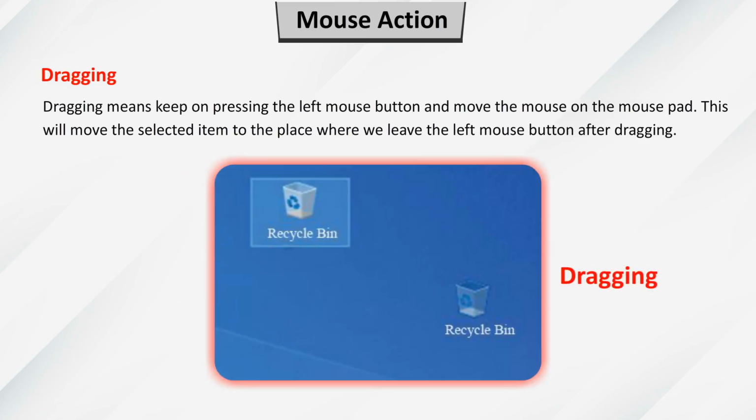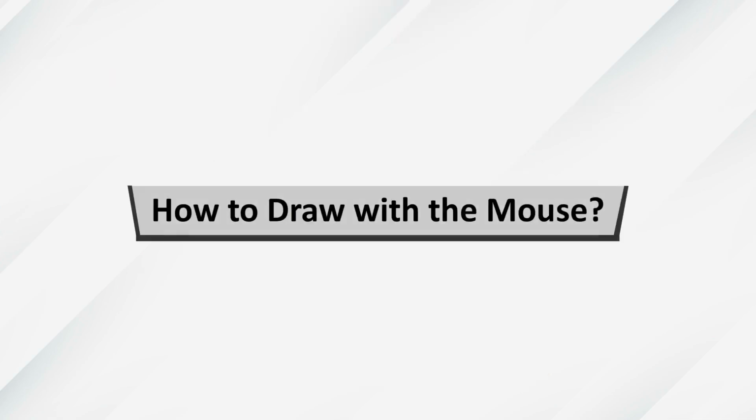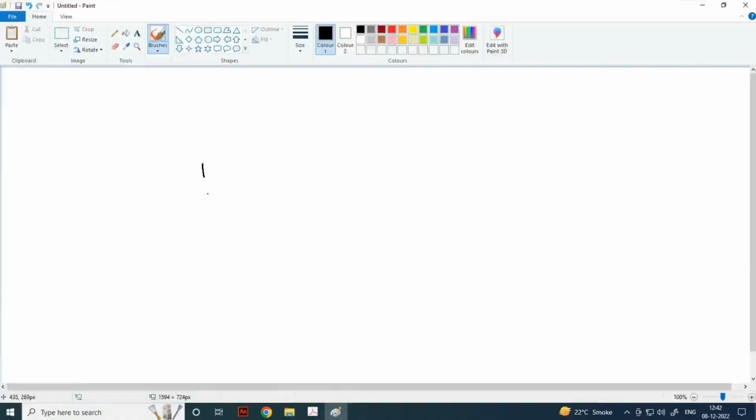Dragging. Dragging means keep on pressing the left mouse button and move the mouse on the mouse pad. This will move the selected item to the place where we leave the left mouse button after dragging. How to draw with the mouse?